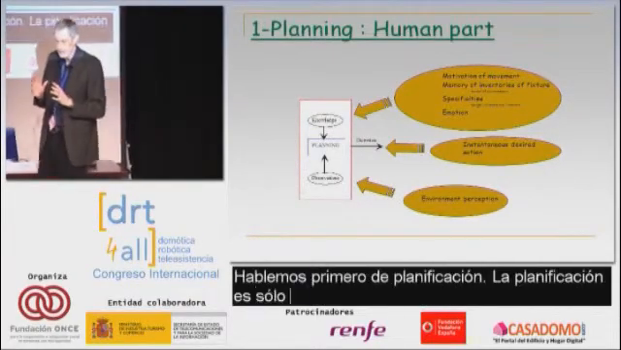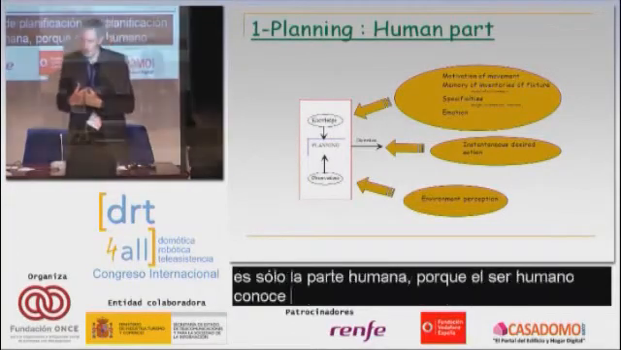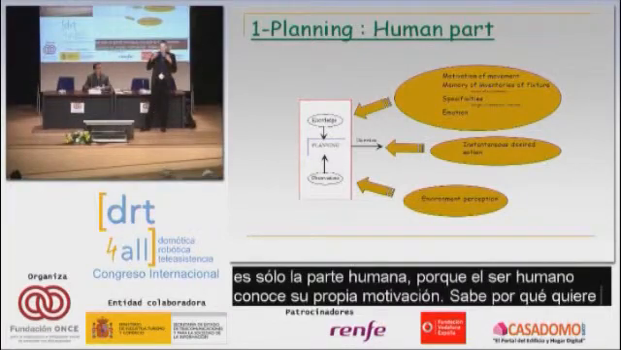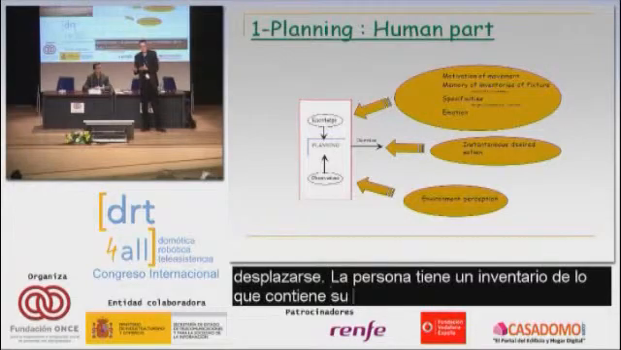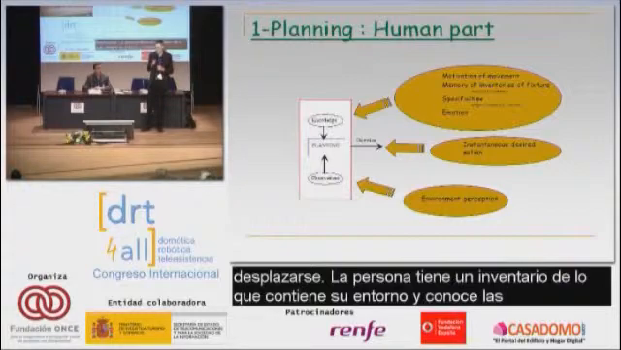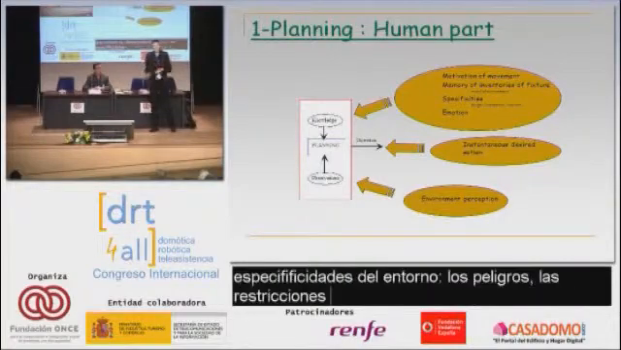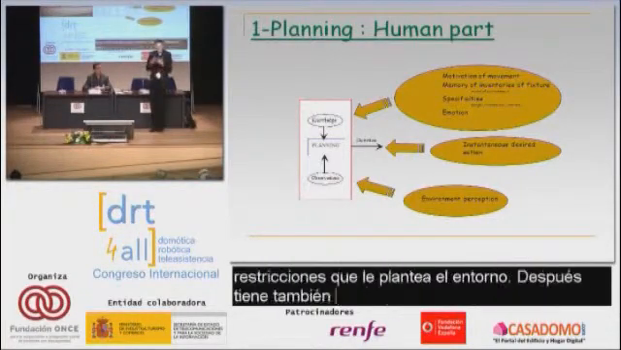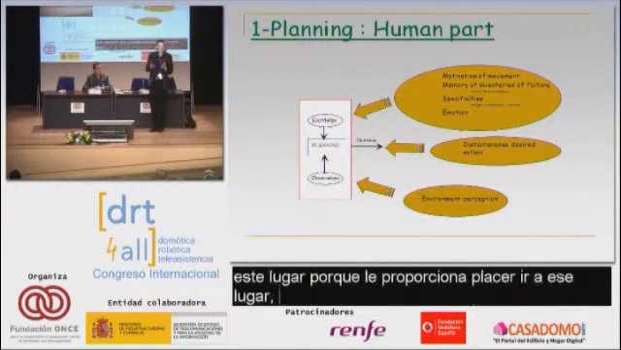Because the human knows the motivation of the movement. He knows why he wants to move. The person has an inventory of the fixtures in the environment. And he knows some specificities of the environment, the danger parts, the constraints of the environment, for example. And he has his own emotion. He wants to go to this place because it's his pleasure to go to this place. This is important to realize the planning of the motion.